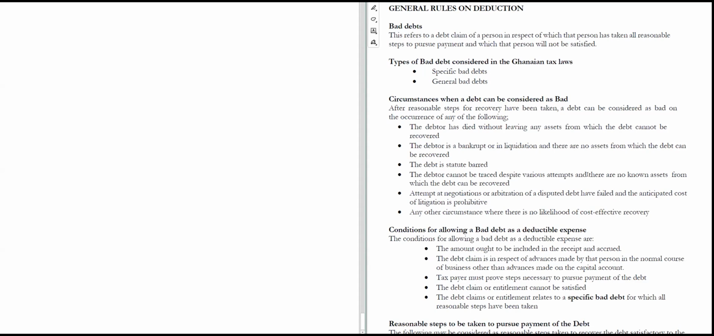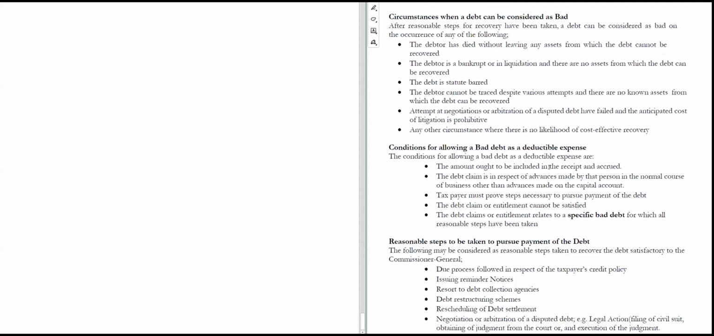What are the circumstances under which a debt can be considered as bad? Now, after you have taken reasonable steps for recovery, a debt can be considered as bad on the occurrence of the following. One, either the debtor has died without leaving any asset from which the debt can be recovered. The person died and there were no assets to recover your money. Two, the person was bankrupt or he went out of business and there was no asset for you to recover your money. The debt is statute bad, meaning there are some statutory limitations on the debt that render it impossible to collect, right? That means the law has its hand on the debt, or there are some limits that the law has put on that debt.